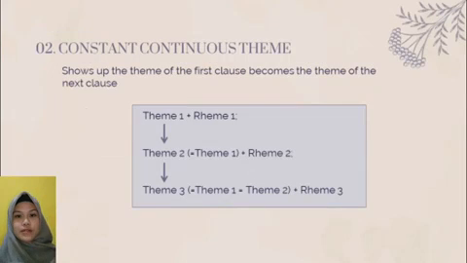Okay guys, I'm Nadia Isma Khairunisa. I'm going to explain about the second type of thematic progression, that is constant continuous theme. Constant continuous theme shows that the theme of the first clause becomes the theme of the next clause. You can see the first clause consists of theme 1 and rheme 1. The second clause consists of theme 2, that is also theme 1, plus rheme 2.